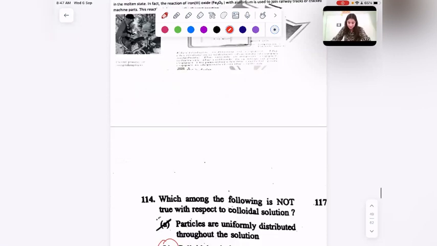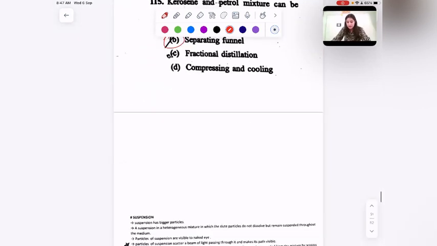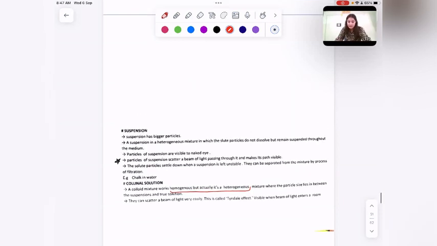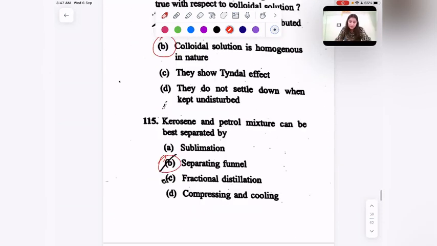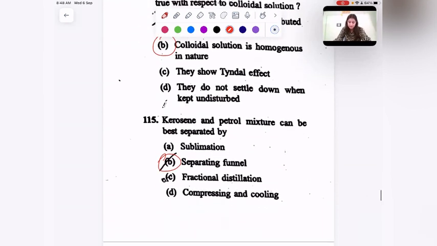Next, which one of the following is not true with respect to colloidal solution? So let's look from notes. So colloidal solution, they are homogeneous in nature. Not, they look homogeneous, but they are actually heterogeneous, right? So we have to select incorrect statement here. So option B, which says that it is a homogeneous statement, is incorrect one. Right. So B is the answer here.